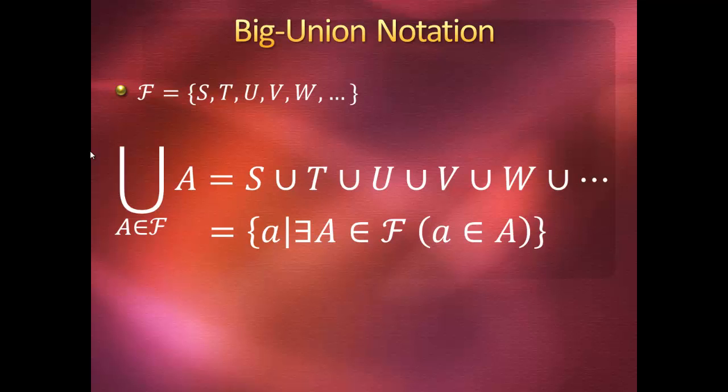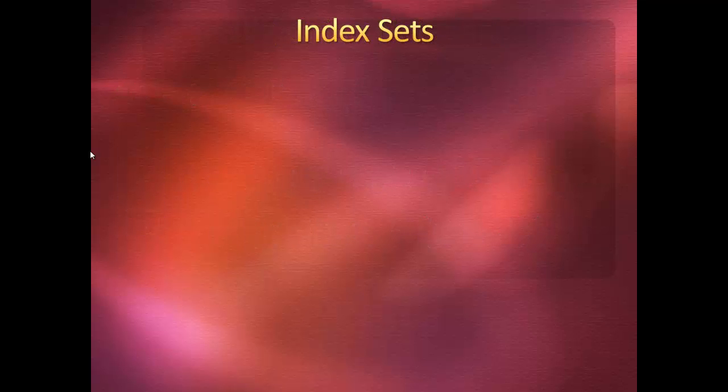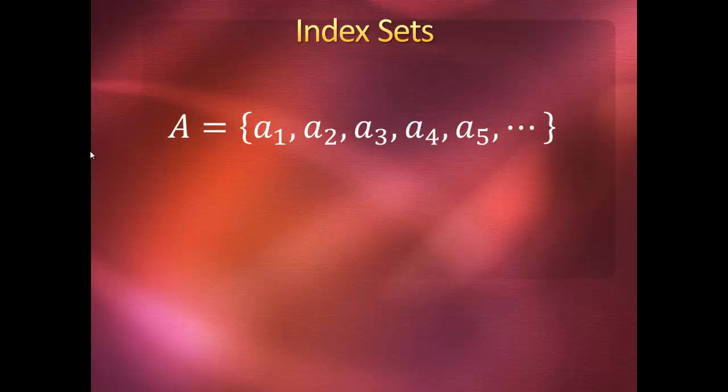On a side note, there's one more thing I didn't go over in set theory, because I figured it would fit a bit better here, now that you've seen big intersection and big union notation. So let's talk about index sets. Sometimes we want to be able to say that there's a first element in a set, a second element, a third element, and so on.